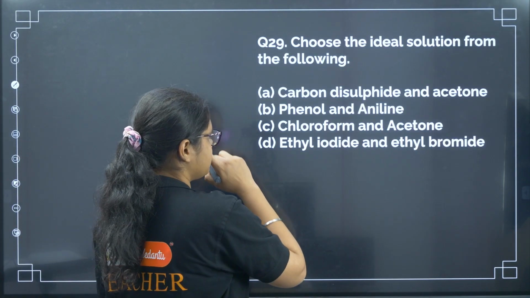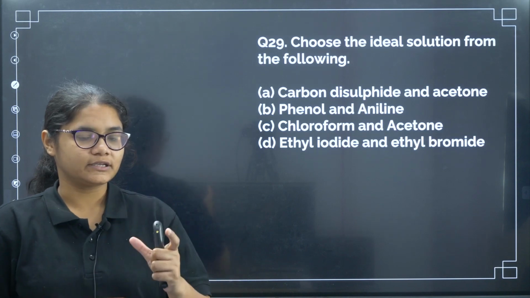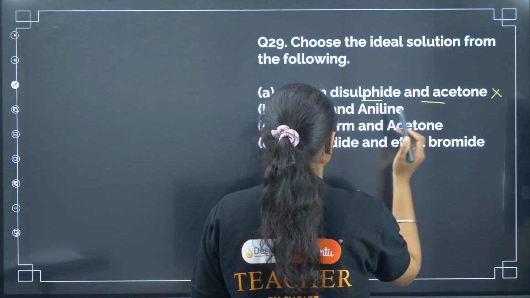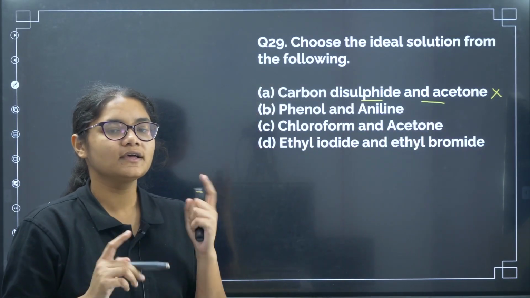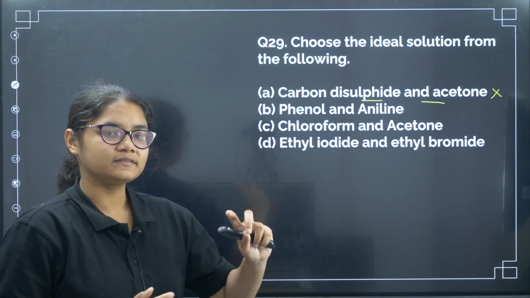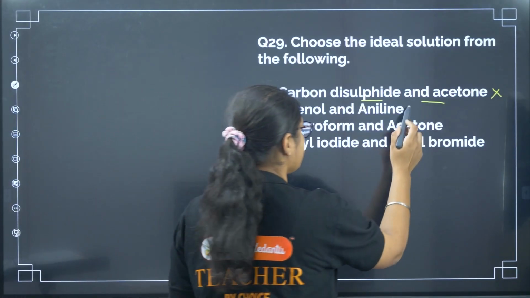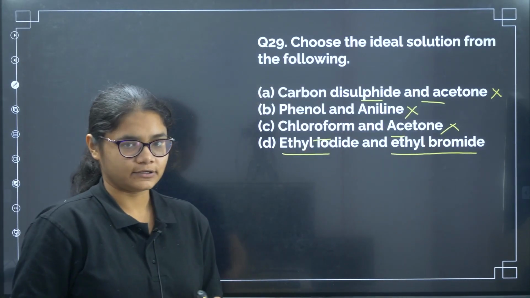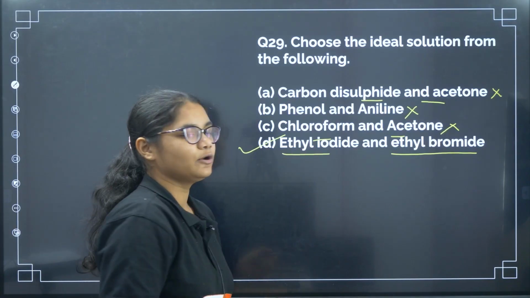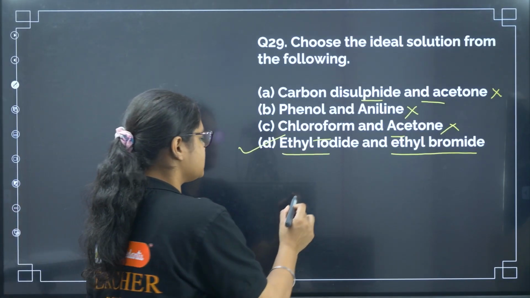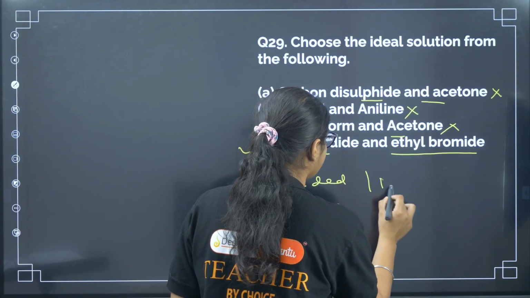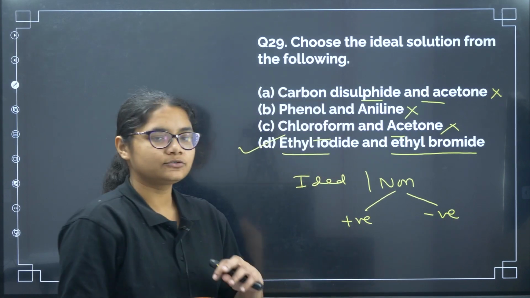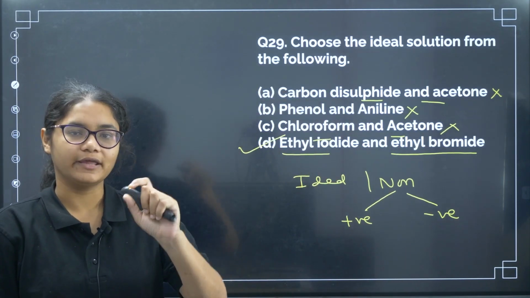Next, choose the ideal solution from the following. Ideal solutions are those solutions which obey Raoult's law. Carbon disulfide and acetone is a non-ideal solution. Phenol and aniline is also non-ideal because hydrogen bonding takes place and intermolecular force increases. The same applies to chloroform and acetone, but ethyl iodide and ethyl bromide form an ideal solution. So the correct answer for this question is option D. You should remember the examples of ideal and non-ideal solutions, and in non-ideal solutions also positive deviation and negative deviation. At least 2-3 examples you must remember, which are given in your NCERT book.